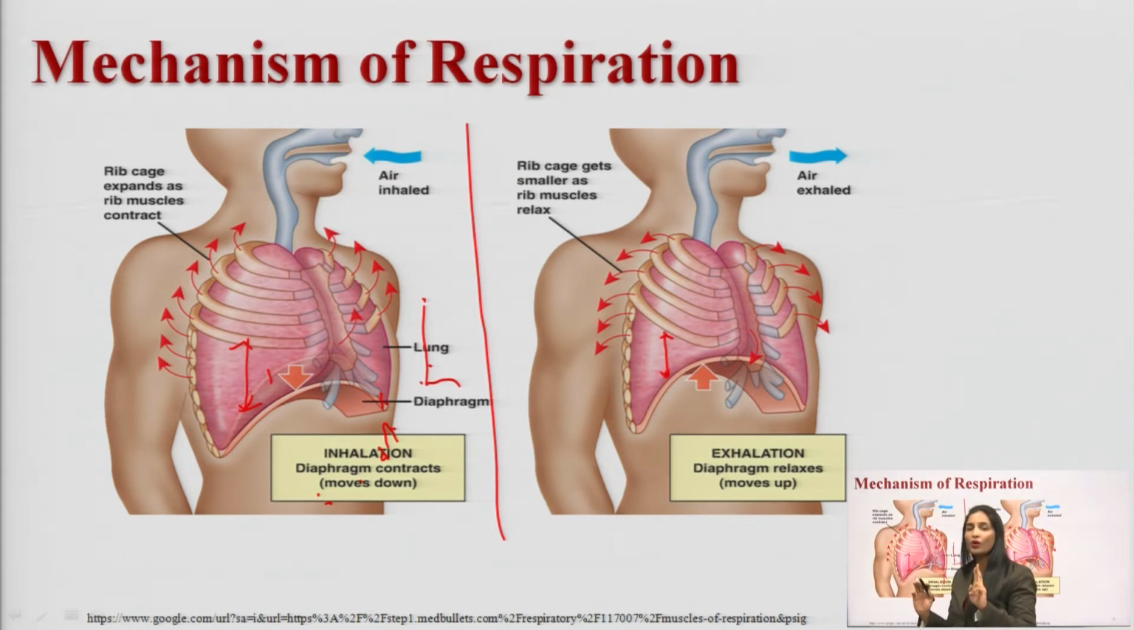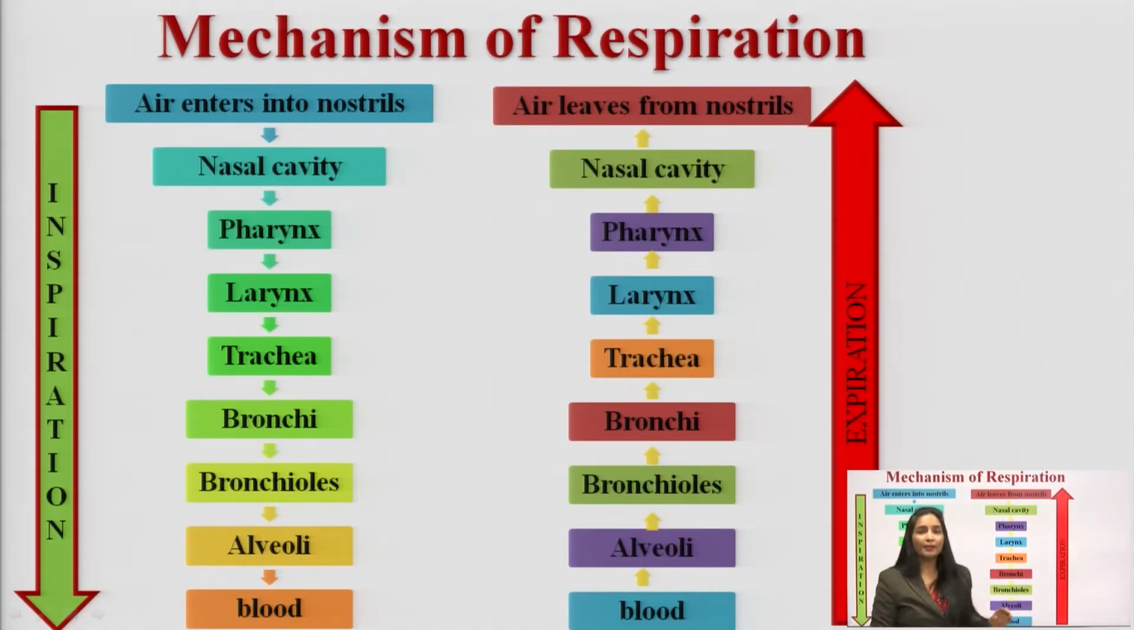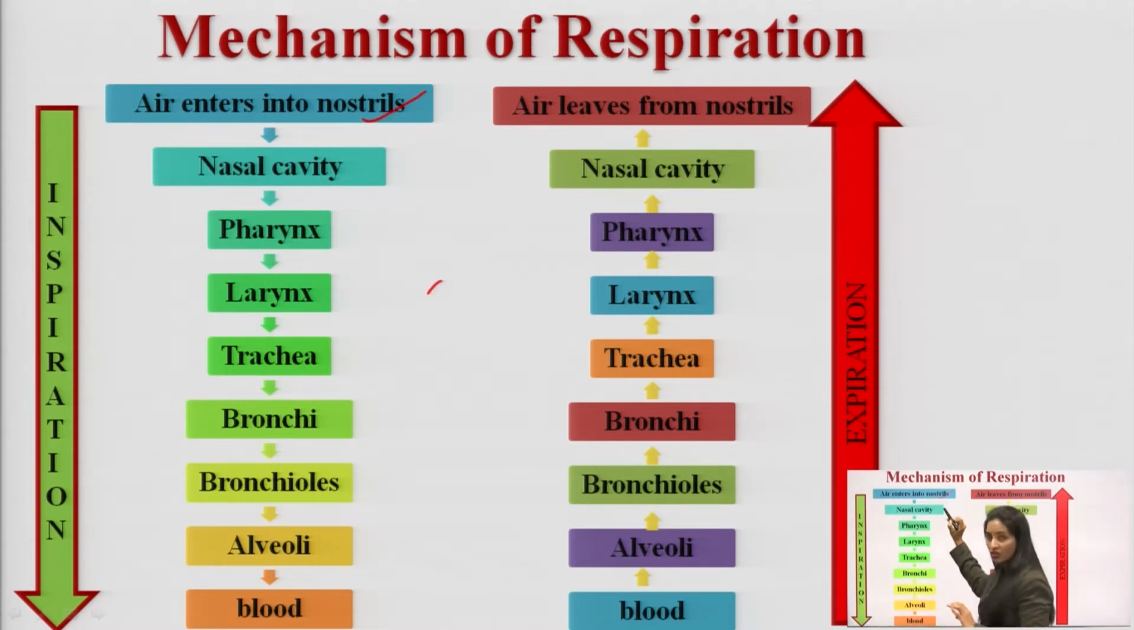Here are two points to remember. In inspiration, the intercostal muscle and diaphragm muscle get contracted, and in expiration, both muscles get relaxed. And this is the mechanism of how the air enters and how the air leaves. Air will enter the nostrils, then the nasal cavity, then the pharynx, larynx, trachea, bronchi, bronchioles, alveoli, and finally the air enters the blood. This is the process of inspiration.